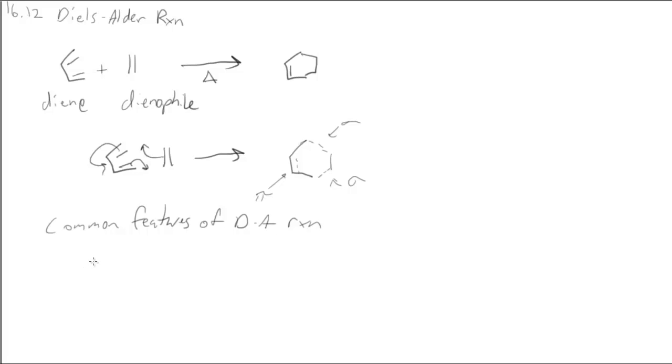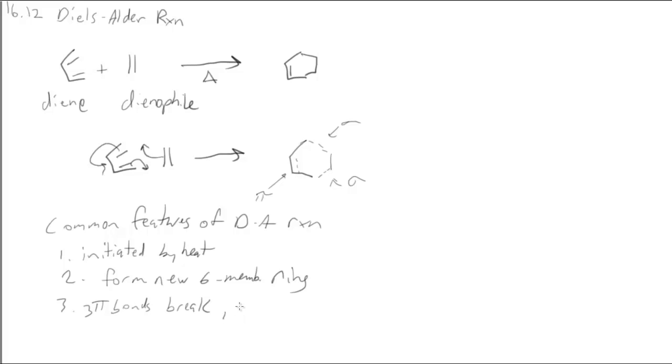The common features of a Diels-Alder reaction are, one, that it's initiated by heat, and that's why you can see the triangle up here. Two, you form a new six-membered ring. Three, there are three pi bonds that break, and two sigma bonds and one pi bond form.